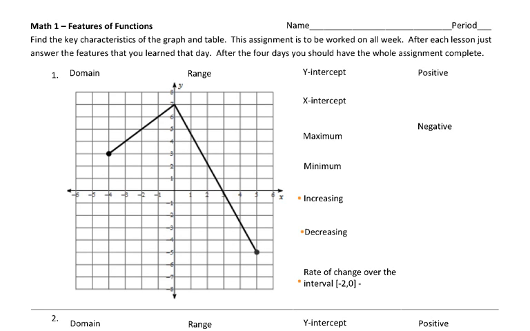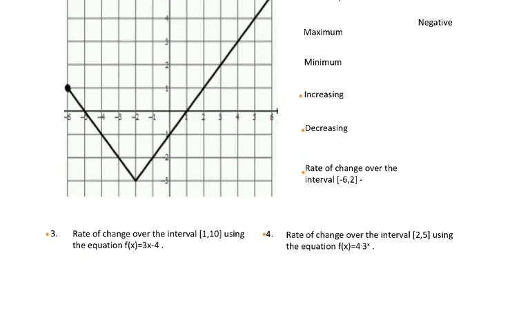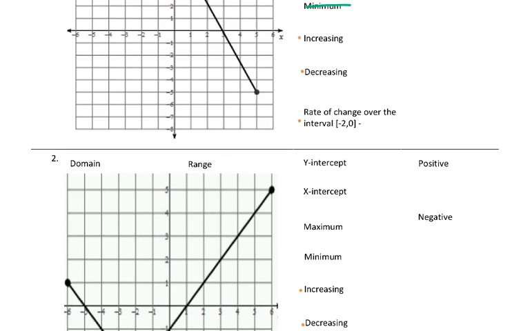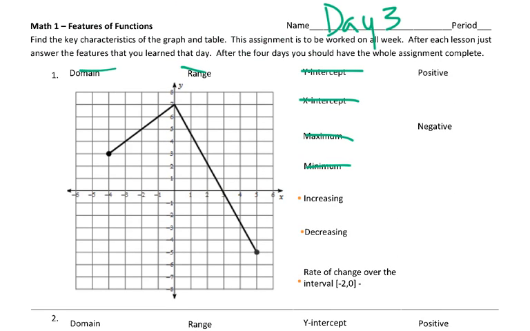All right, here's the homework part of day 3. So you've already filled out x-intercept, y-intercept, and I said those backwards, but you get the gist. Maximum, minimum, domain, and range. So today we're going after increasing, decreasing, rate of change. Okay? Plus, we've got these extra rate of change problems that we'll be doing as well. Okay? So, let's get going.